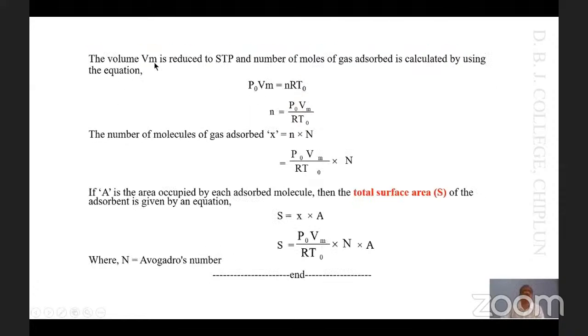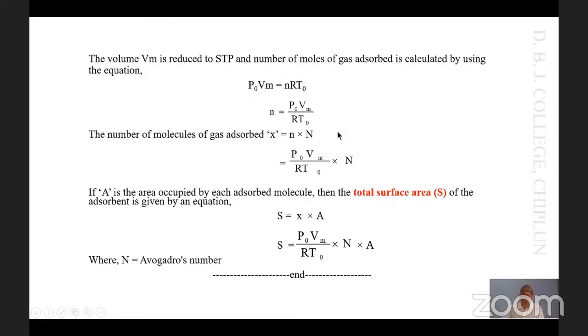Now the value Vm is reduced to standard temperature and pressure, STP, and the number of moles of gas adsorbed is calculated using the equation P0 Vm is equal to n R T0, or n, the number of moles of gas adsorbed, is equal to P0 Vm upon R T0. Now the number of molecules of gas adsorbed can be calculated using this equation: X is equal to n, the number of moles of gas adsorbed onto the surface of the adsorbent, into Avogadro's number.